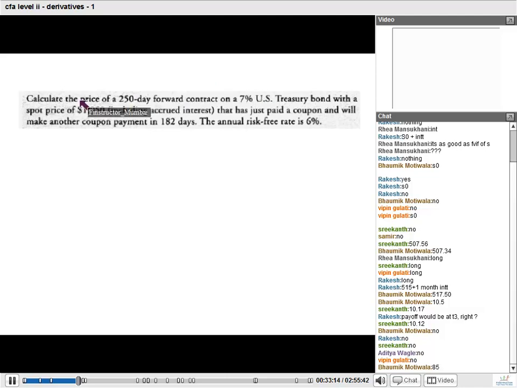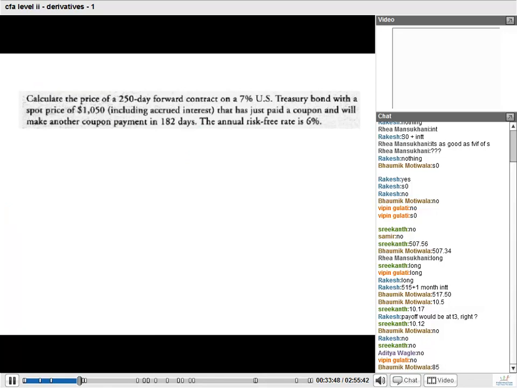Calculate the price of a 250-day forward contract on a 7% US Treasury bond with a spot price of $1050, including accrued interest. So this is the dirty price. This is the price that I will actually have to pay. So no new information here. That has just paid a coupon and will make another coupon payment in 182 days. The annual risk-free rate is 6%.